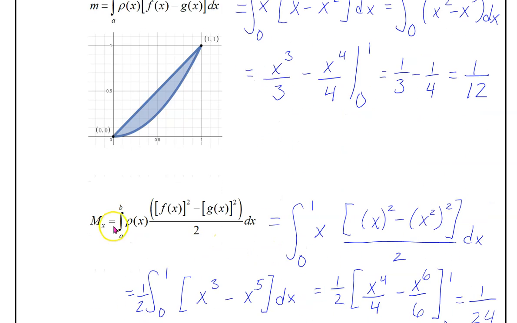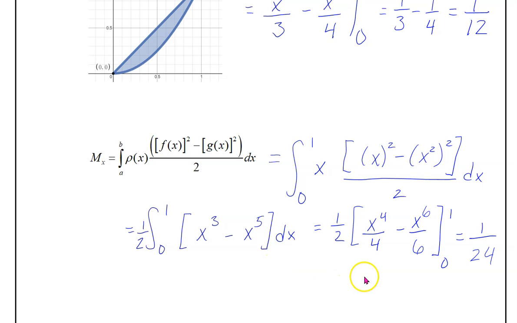Now we need to compute the moment in the x, the tendency to rotate off the horizontal, which will change the y value and will be a part of y bar. This time we have rho of x, which is again x, multiplied by the difference between the squares of the function, all divided by 2. When we compute that, we come up with 1/24. This is the tendency to rotate off of the horizontal like a seesaw does.